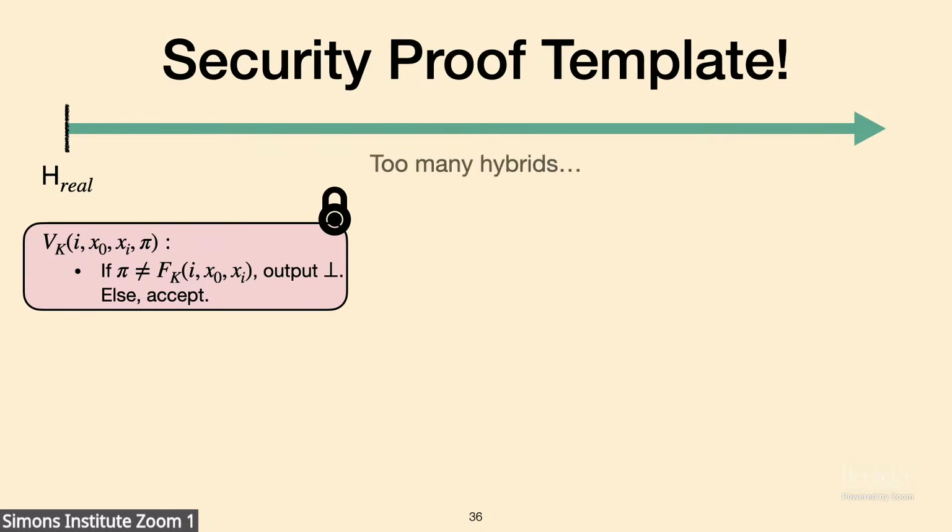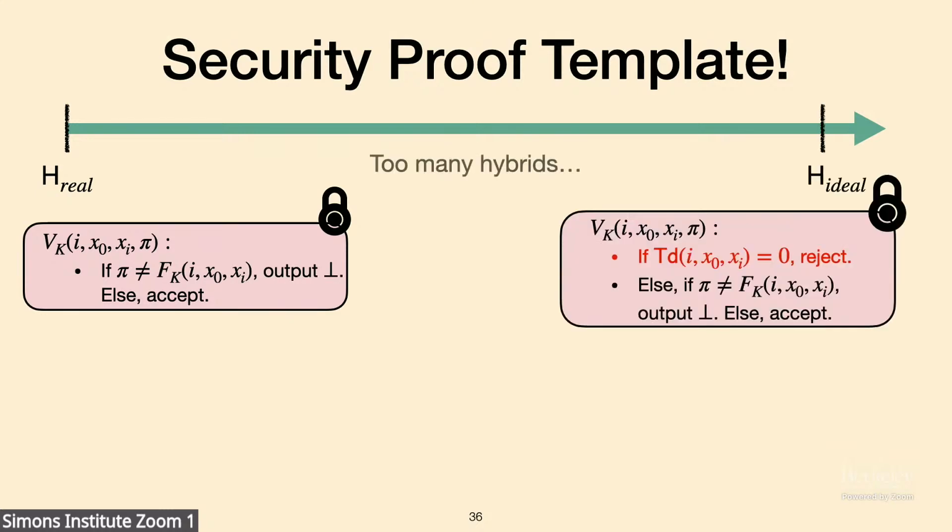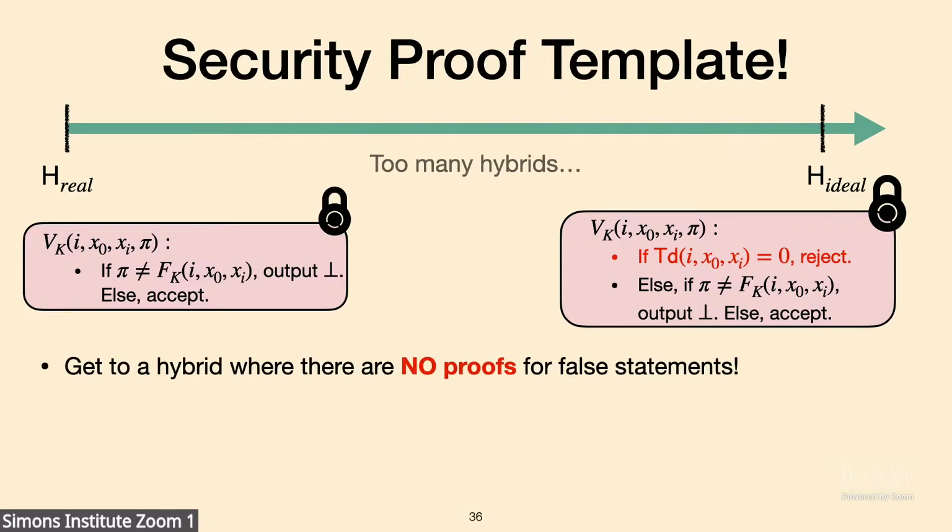And then after that, you do way too many hybrids. The goal is to go to this ideal world where I'm going to remove all the proofs for incorrect statements. So I'm going to use this trapdoor under the hood of this verification to remove all the proofs for x or xi that are not in the language. Yeah? So why is this good?